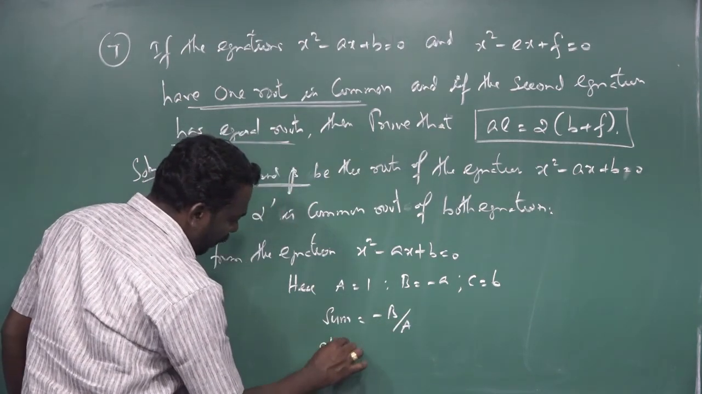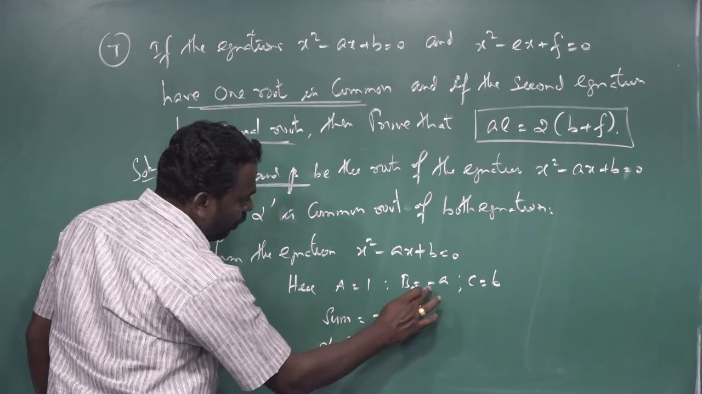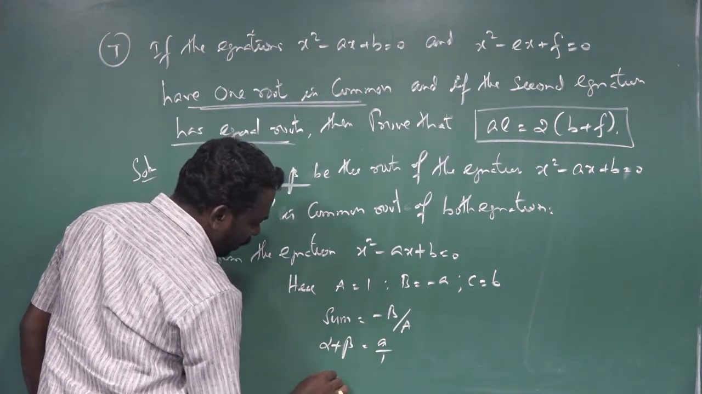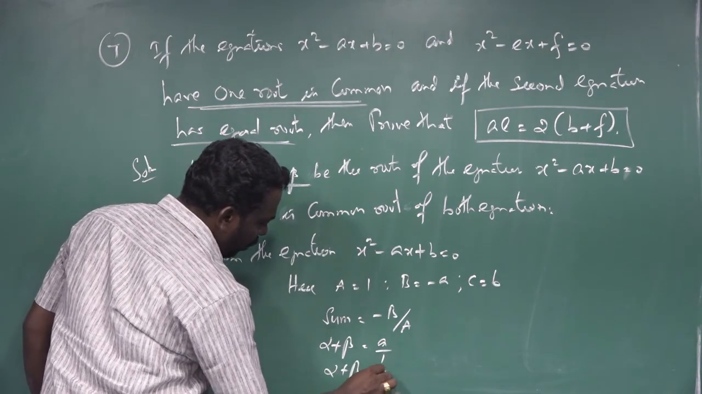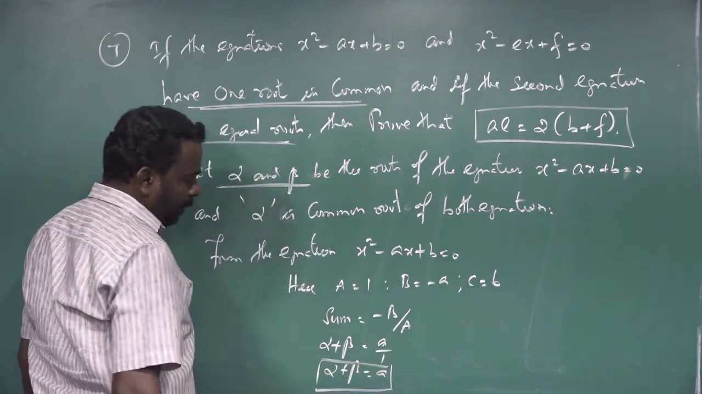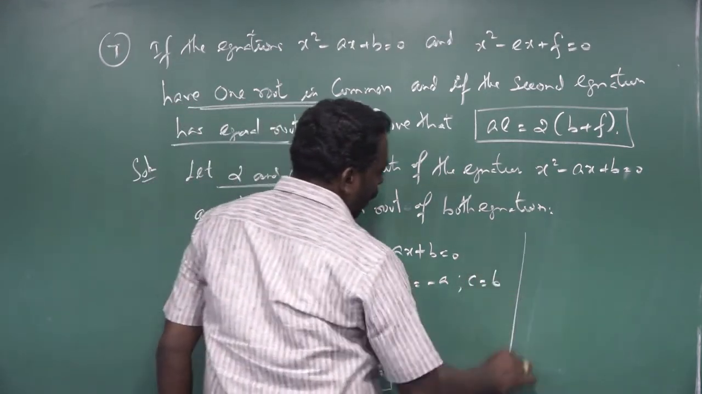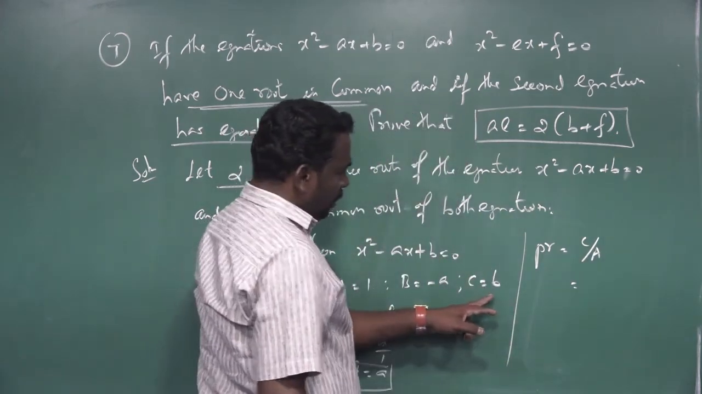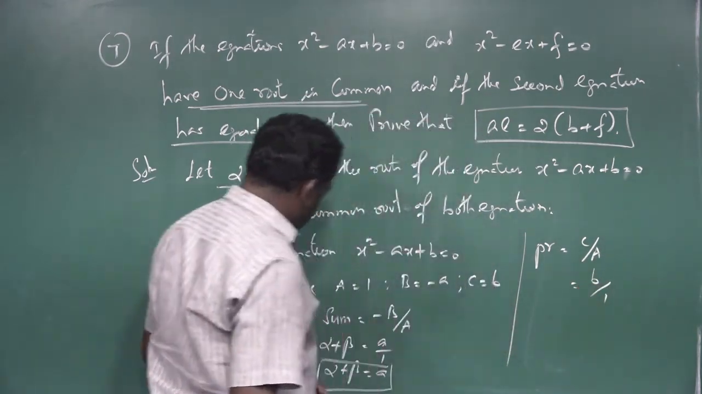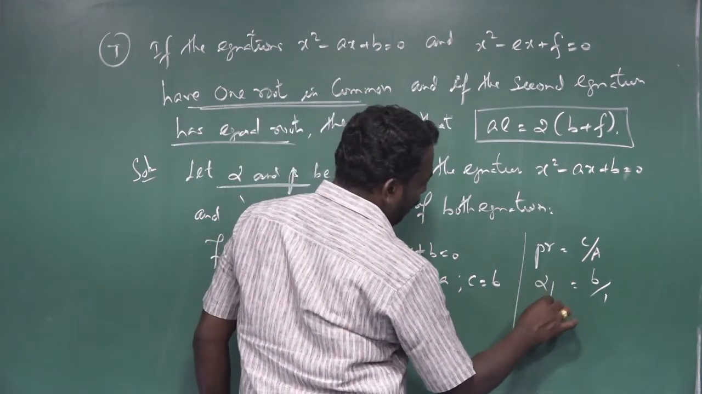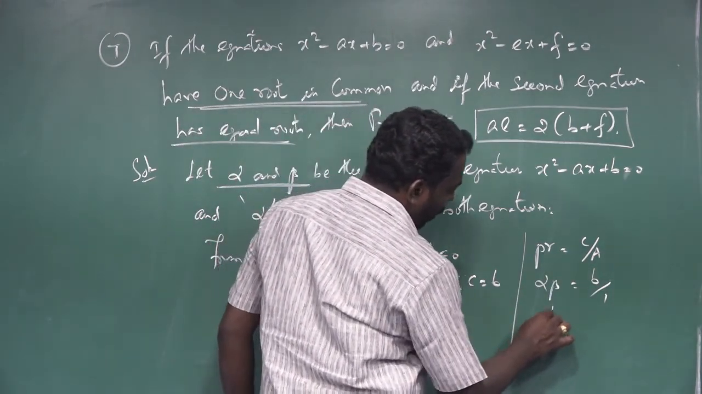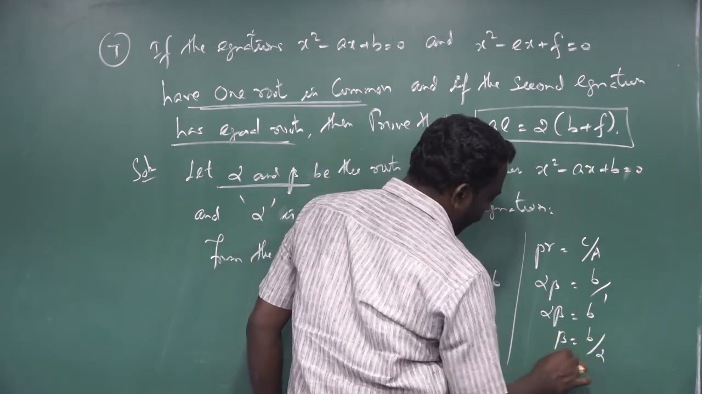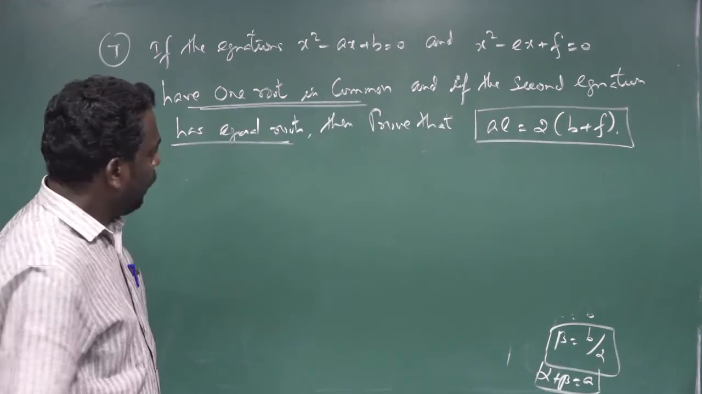That is, alpha plus beta is called the sum of the roots, that is equal to minus into minus a by 1, that is equal to alpha plus beta equal to a. Alpha plus beta is equal to a. Then the product is defined by c by a, where c equal to b and a equal to 1, and then alpha beta is equal to b. Therefore alpha beta equal to b, beta equal to b by alpha. B by alpha is called the beta value.